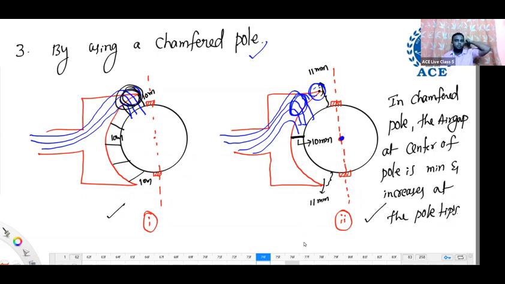Yes, 1 gap is enough. 1 means in the air gap, so much reluctance is there. So that is enough to reduce the effect.